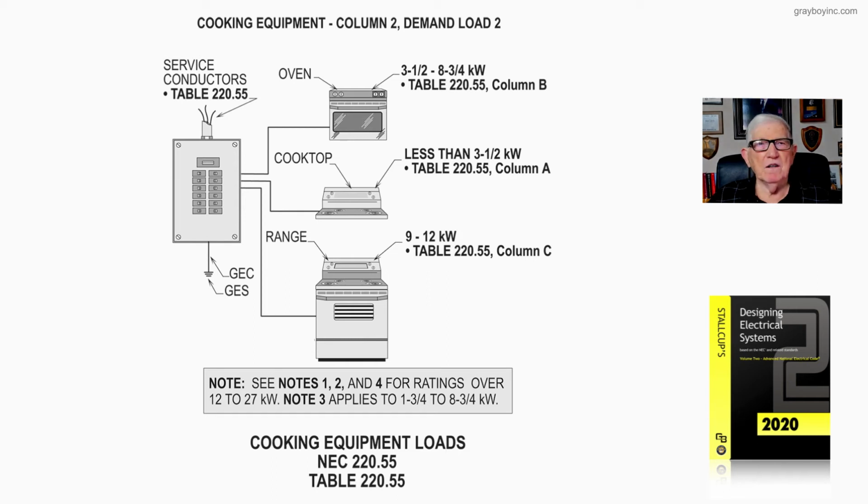9 through 12 kW and column C to Table 220.55 just automatically gives you an 8 kW. So the notes 1, 2, 3, and 4 for ratings over 12 through 27 kW, and note 3 applies to 1 3/4 to 8 3/4 kW, and that's when you're above 12 and how you would treat the range if you had a range larger than 12 kW. And that's what this figure 22-7 is illustrating to the user of the NEC.